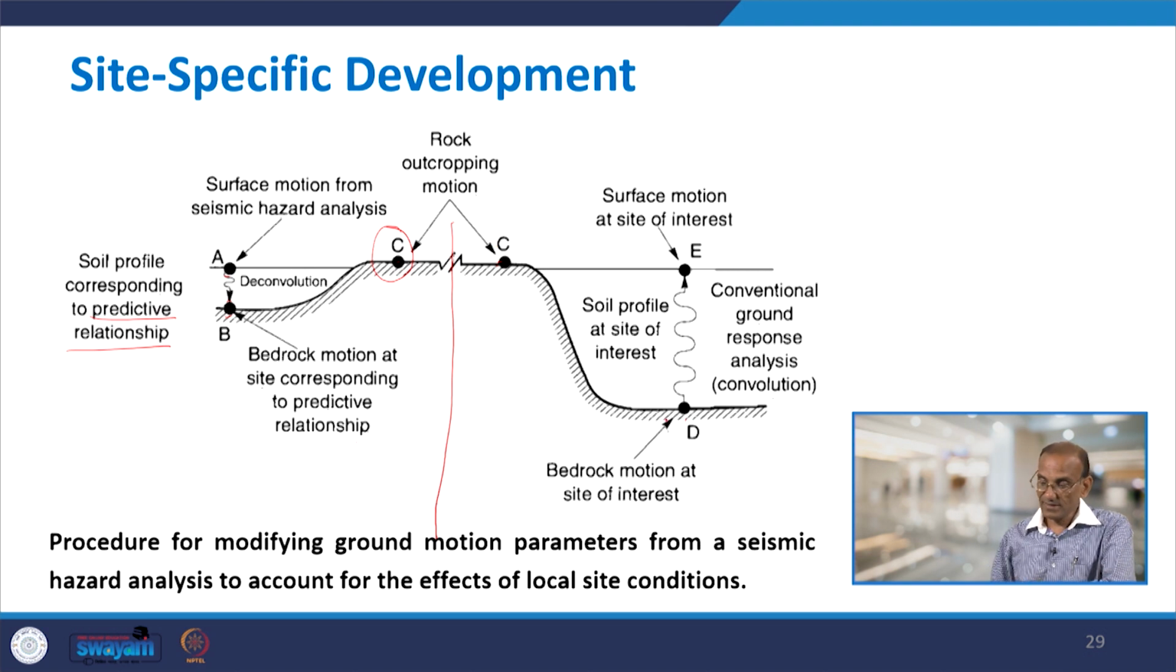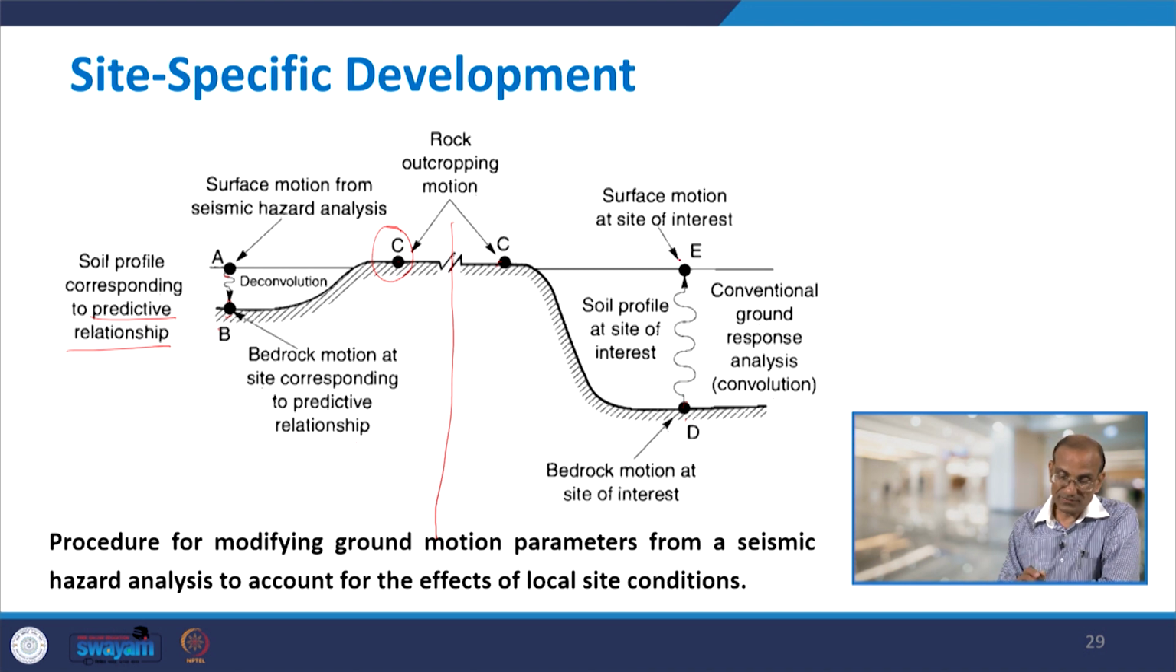But at points B and D, because on top of B you have some soil cover, its thickness or properties may not be the same as the soil cover above D. So even if the motion at point C is the same, the motion at point B and point D will not be the same. C is common here, and once C is known, you determine the motion at point D, which will have the influence of the soil cover on top of D. Once the motion at point D is known, we carry out a conventional ground response analysis, or convolution, and find the surface motion of the site of interest.